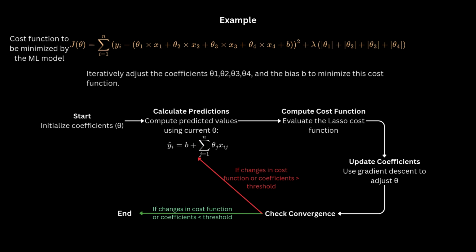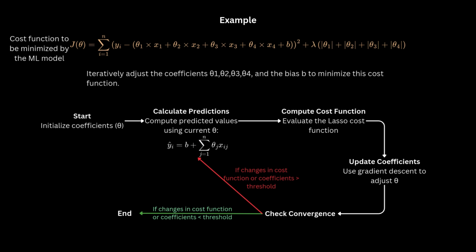Through this iterative process, the model tries multiple values for the coefficients, gradually moving towards the set of values that minimize the equation. During this process of finding the optimal coefficients, the penalty term's value will also change because it directly depends on the current values of the coefficients, right?